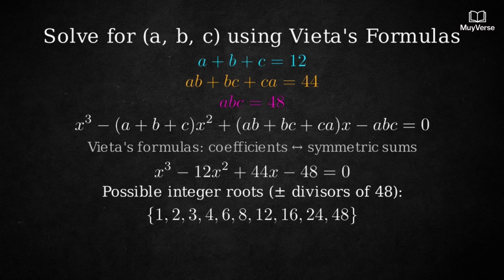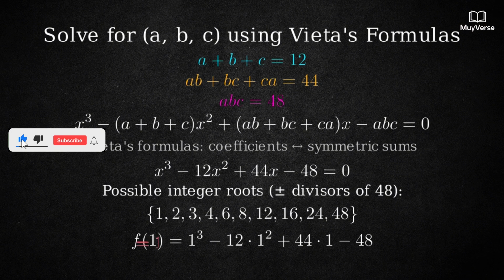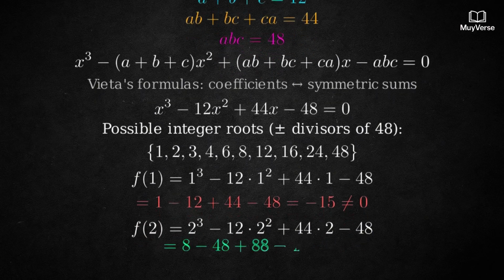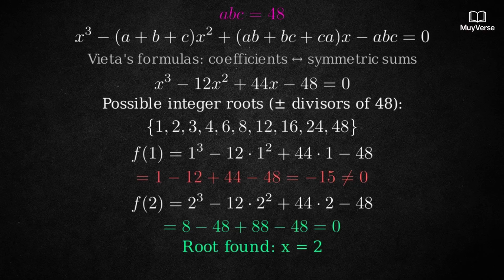We factor out x minus 2 using synthetic division. Write the coefficients. 1, negative 12, 44, negative 48. Bring down the 1. Multiply 1 by 2 to get 2, add to negative 12 to get negative 10. Multiply negative 10 by 2 to get negative 20, add to 44 to get 24. Multiply 24 by 2 to get 48, add to negative 48 to get 0 remainder. So the quotient is x squared minus 10x plus 24.